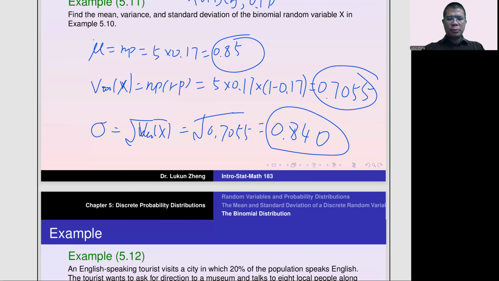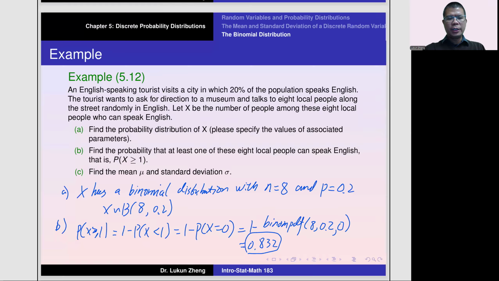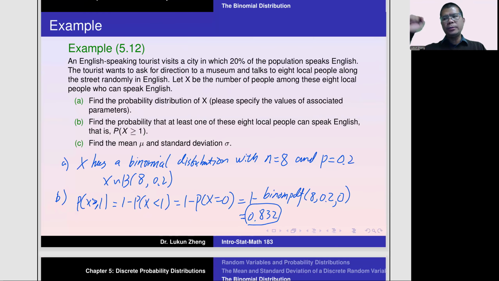Okay, so this example, right? And this example, all right, do you speak English? Yes, you speak English very well, right?